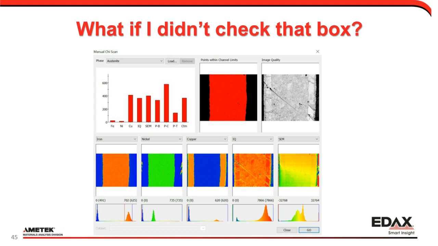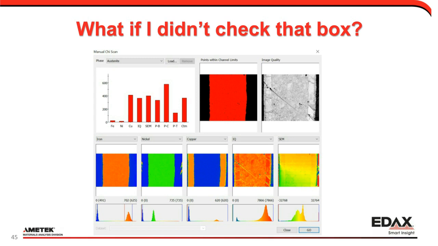So here I can see on the top left I have the austenite phase. If I pull down the pull down menu, I have the copper phase. And on the bottom, I can see the different kinds of maps available to me. So in this case, I have iron, nickel, copper, and I also have the IQ and the SEM image. I can use the pull-down menus up there again to change those. So I have 5 maps available to view at any time.